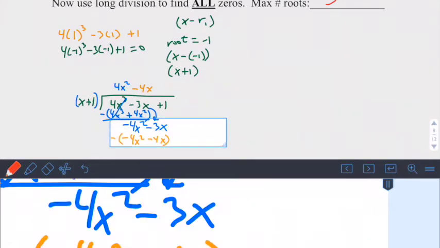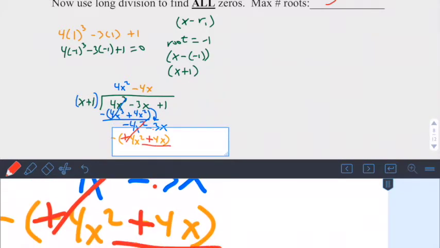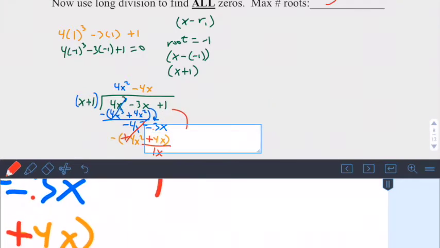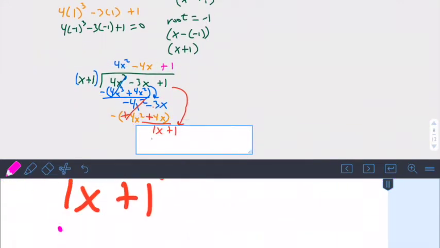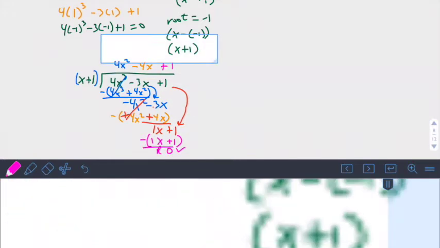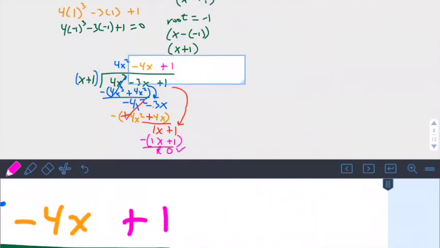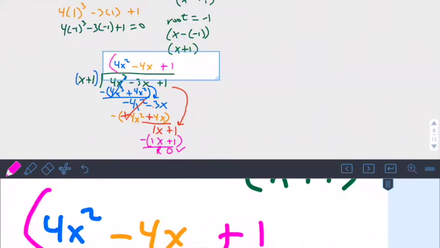So I subtract. Negative 4x squared minus minus makes this plus, and that cancels. And then negative 3x minus minus makes this plus, for 1x. And I'm going to bring down my 1 plus 1. And 1 times x squared plus 1 gives me 1x plus 1. And I can subtract that, and I get a remainder of 0, which is what should happen because I tested it up here. So now I have 4x squared minus 4x plus 1.